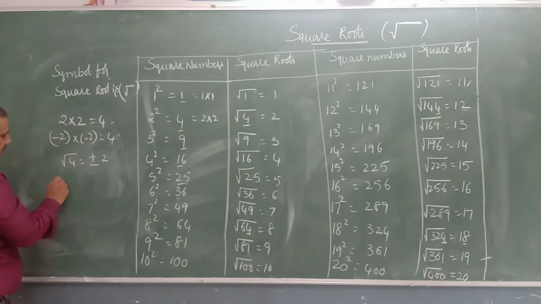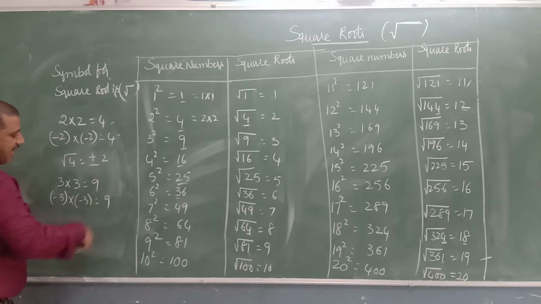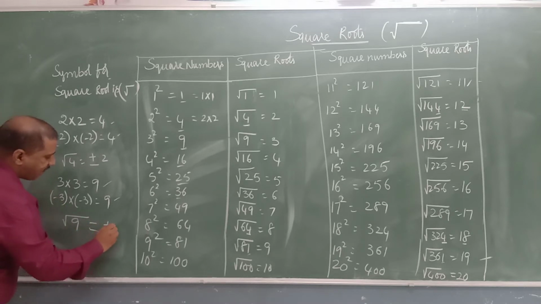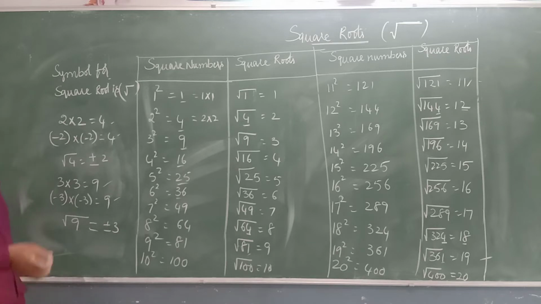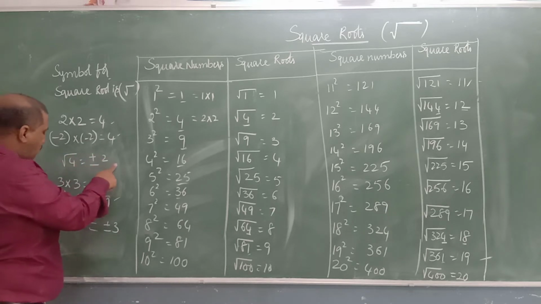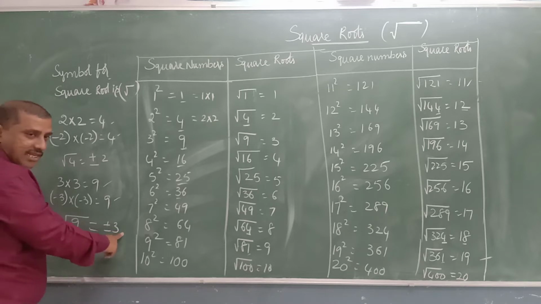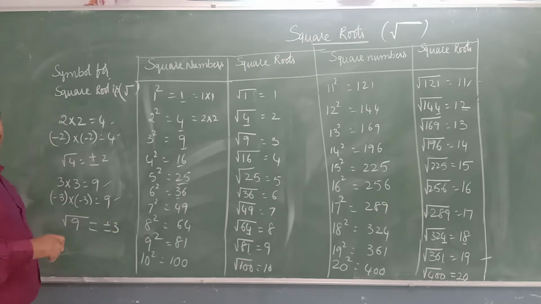Similarly, if you take one more number, 3 into 3, 3 3s are 9. Minus 3 into minus 3 is 9. In this case also the product is the same. Therefore square root of 9 is plus or minus 3. Now in this class we will study only positive square roots. That means square root of 4 is 2, and square root of 9 is 3.